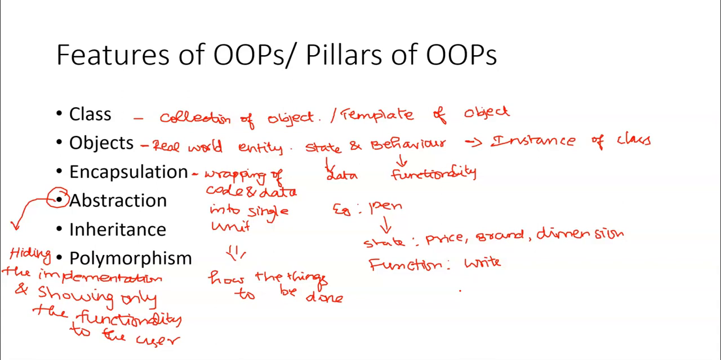Then polymorphism. Poly means many, morph means forms, which means we are trying to make a single object do multiple actions. That is known as polymorphism. So these are the 6 major features of object-oriented programming concepts.